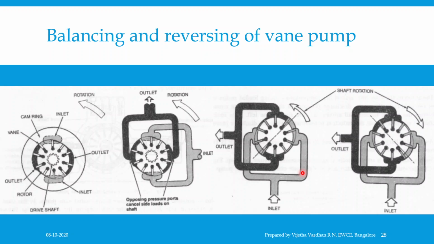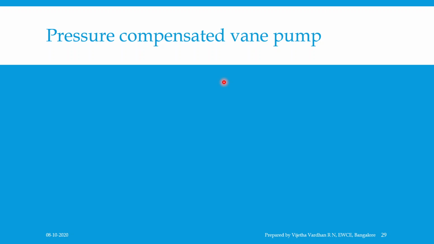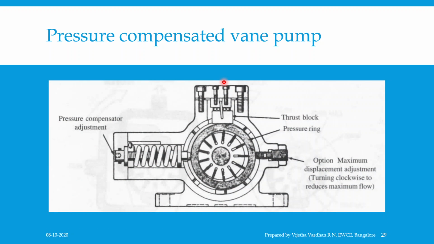Then coming to more understanding, you can observe the figure over here. That is balancing and reversing of the vane pump, which is self-explanatory, what we have discussed right now. Then one more type of vane pump that we are going to discuss is called the pressure compensated vane pump. In certain hydraulic systems, it is desired that the pump should stop pumping when a set or predetermined pressure is going to be reached. Now you can see the figure. This is possible by using a pressure compensated vane pump.